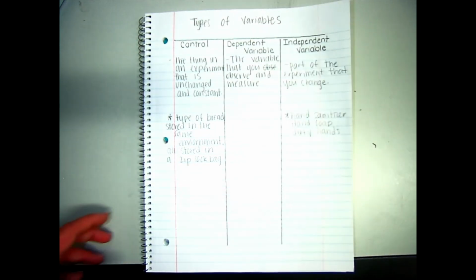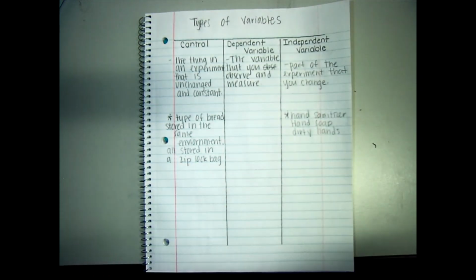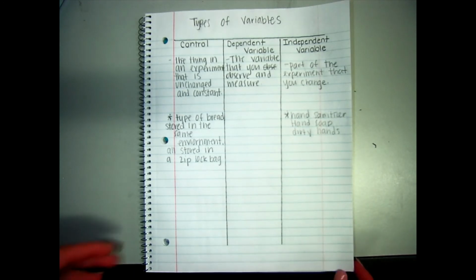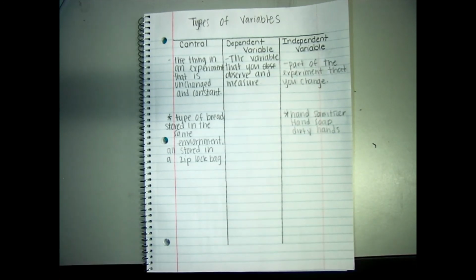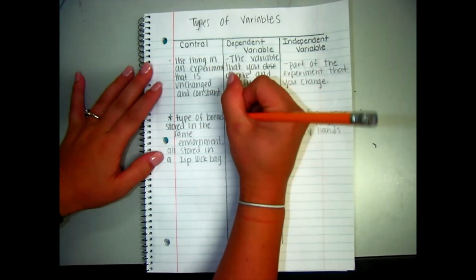So specifically in our experiment, the dependent variable would be the amount of mold that has grown on the bread after 3 weeks. And you'll actually get to see that tomorrow. Mrs. Body and I have taken some pictures of the bread over the course of the last 3 weeks to see how the mold has spread on the bread. So the amount of mold on the bread that's grown, that's simply the dependent variable.